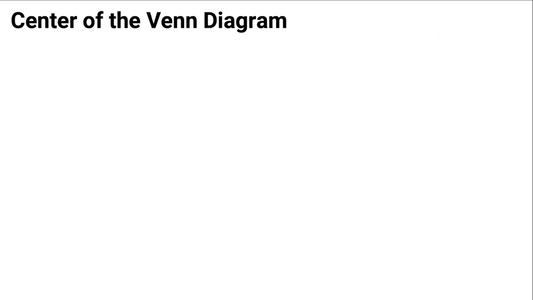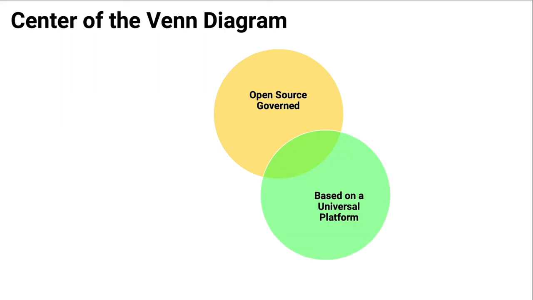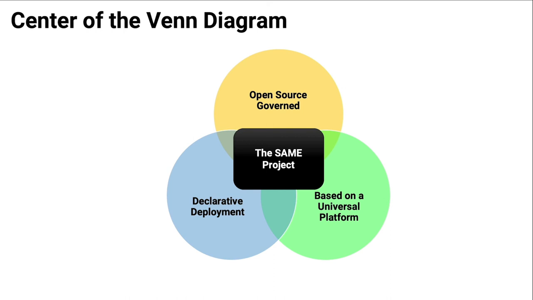Most of all, we think that there's a real need in the community for what we call the center of the Venn diagram, where you have something that is completely open source governed, that isn't tied to any single company, commercial or not, that is based on a universal platform where I can get the entire thing spun up on any cloud with a single credit card, and then having a declarative deployment so that no matter where I go, the system understands how to instantiate the entire infrastructure, pipeline, and data necessary to run. And that's where we think the SAME project sits.